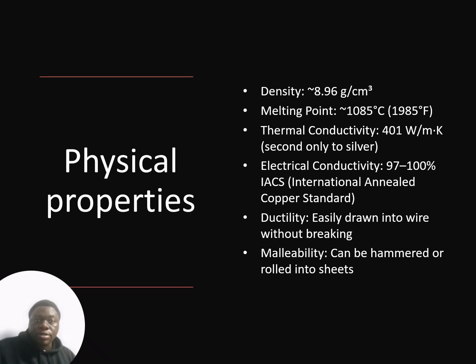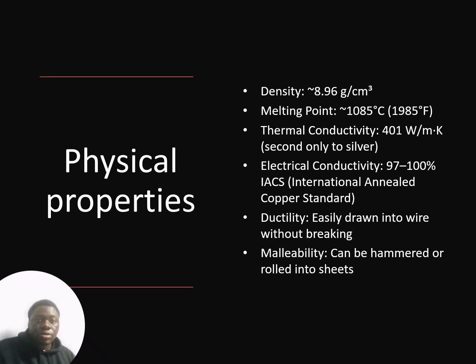Physical properties of copper. The density of copper is 8.96 grams per cubic centimeter. The melting point of copper is 1085 degrees Celsius or 1985 degrees Fahrenheit. The thermal conductivity of copper is 401 watts per meter Kelvin.